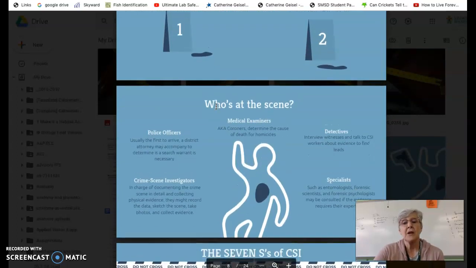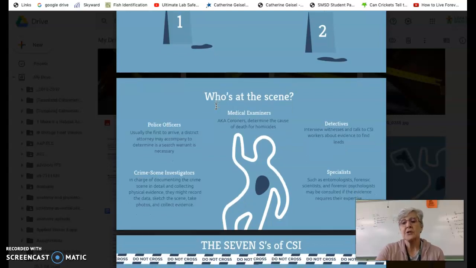When the crime scene is encountered and they call people in, the people that are present, number one, police officers, they are usually the first ones to arrive. The district attorney may accompany them if there's a possibility that a warrant is needed. Crime scene investigators' job is to document the crime scene, detail and collect the physical evidence. They might record data, sketch the scene, take photographs, and collect evidence. The medical examiner or the coroner determines the cause of death for homicides. Detectives will come in, and their job is to interview witnesses and to talk to the crime scene investigators about evidence to find leads.